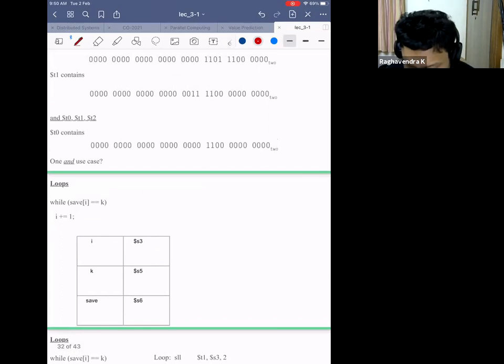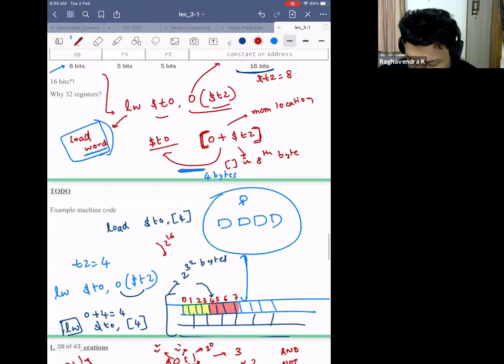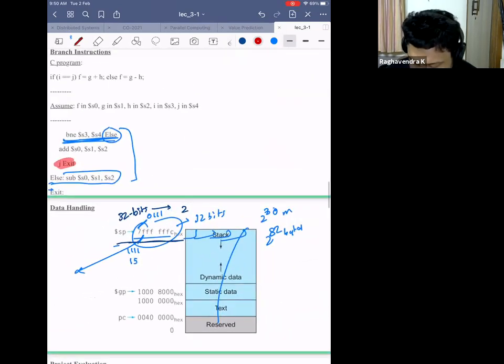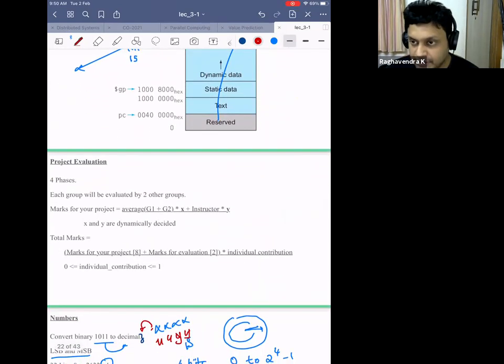The other thing that I wanted to discuss before we leave is about your project. We'll be posting the project in maybe a month, maybe a week and a half. The way the project is divided, it has 4 phases. Each group will be evaluated by 2 different groups that are picked randomly, which means that your own classmates or your own friends might be evaluating your project.